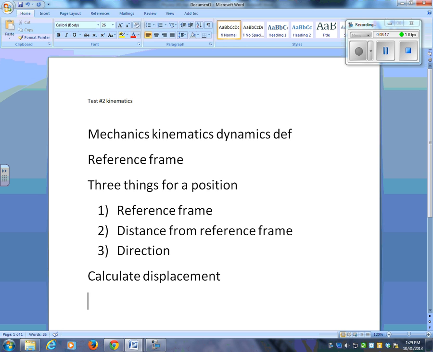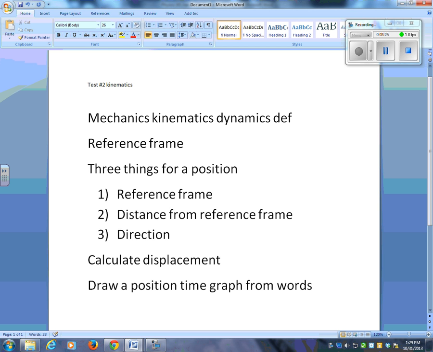You need to be able to draw a position time graph from a story, from a sentence. Something like the ball is thrown up in the air, it lands at your feet 10 seconds later, and so on. Perfect. I introduced you to the motion detector. We played with the cart, right? You got a better handle on that.